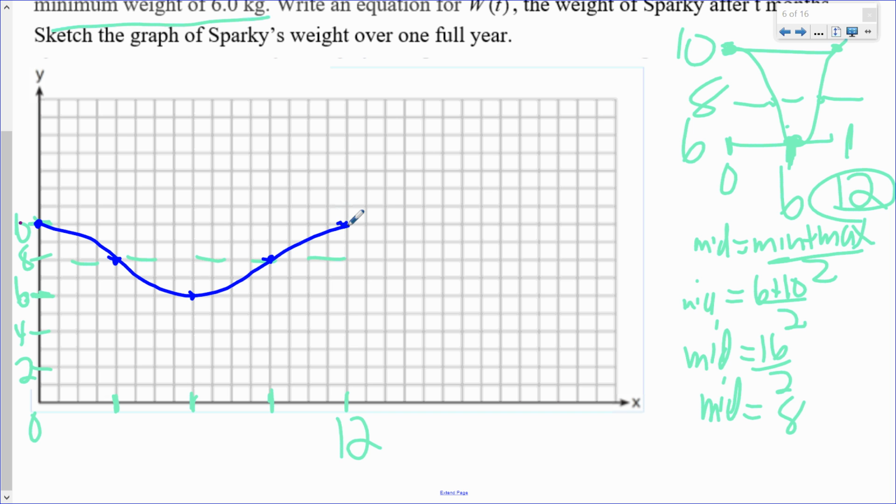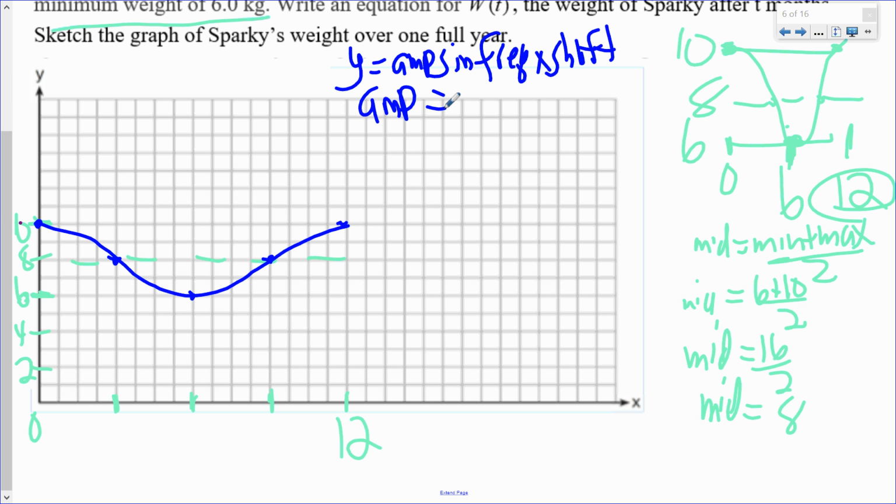Now it's asking for the equation. Amp sine freq x shift. Amp is the distance from the midline to the max or the midline to the min. It's the same value. It's 2.